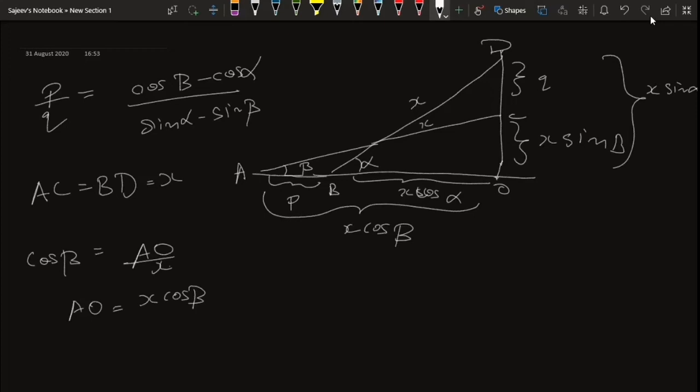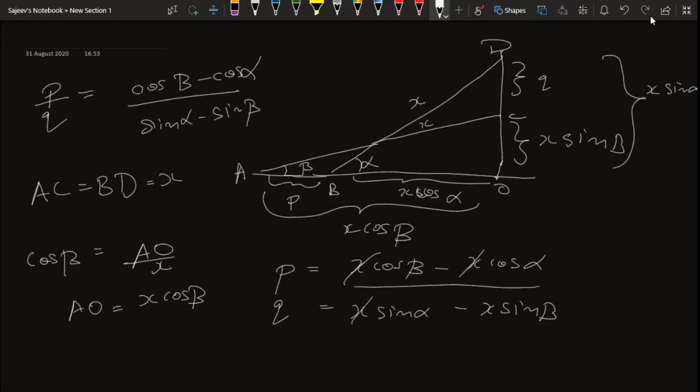Now if you look carefully at the figure, what's P? P is AO minus BO, and we know the values of AO and BO. So P is X cos beta minus X cos alpha. Now what is Q? Q is DO minus CO. DO is X sin alpha, so that's X sin alpha minus X sin beta. Now divide the two. X cancels and we are left with this.